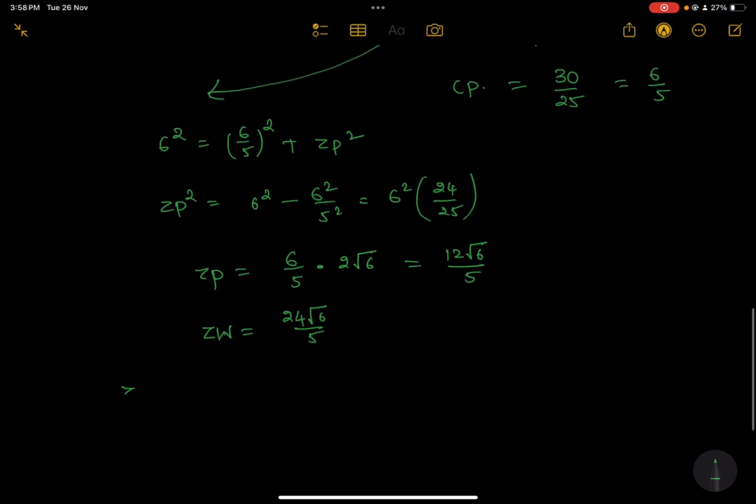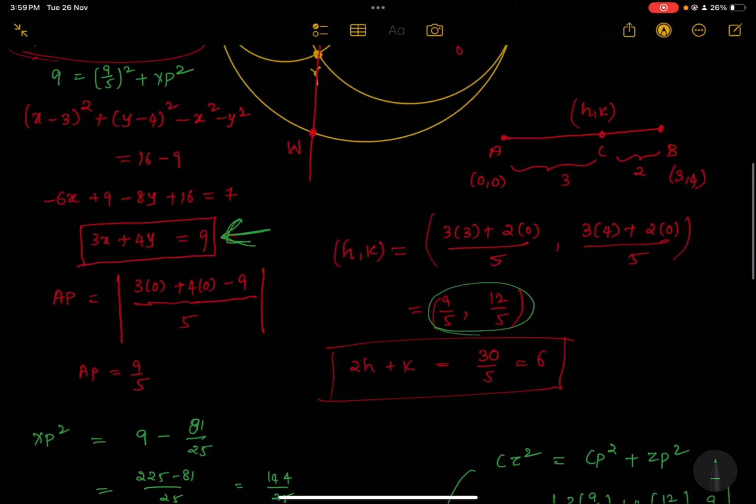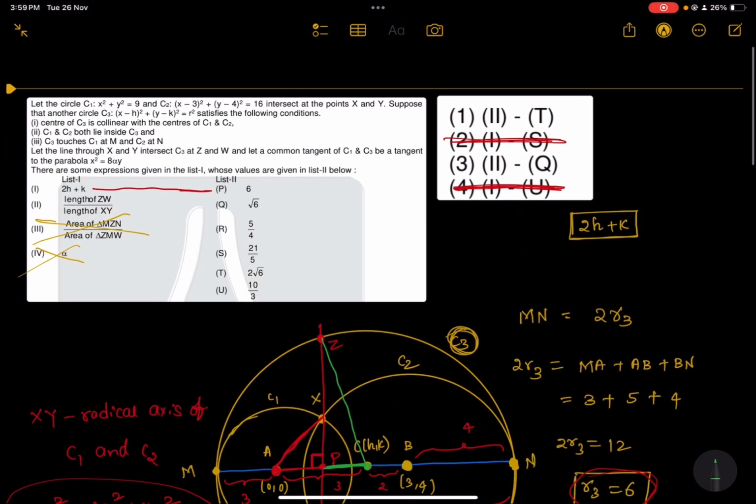So we are asked to find out ZW by XY. 24 root 6 by 5 by XY, which is 24 by 5. So this will be into 5 by 24. So this gets cancelled. So this is root 6. So this maps to option Q. So this is wrong. The right option is option 3.